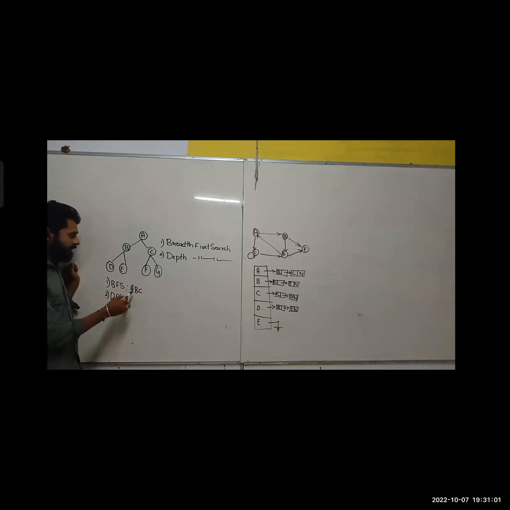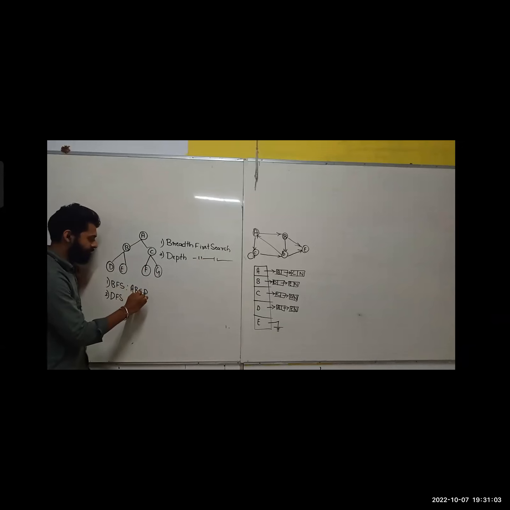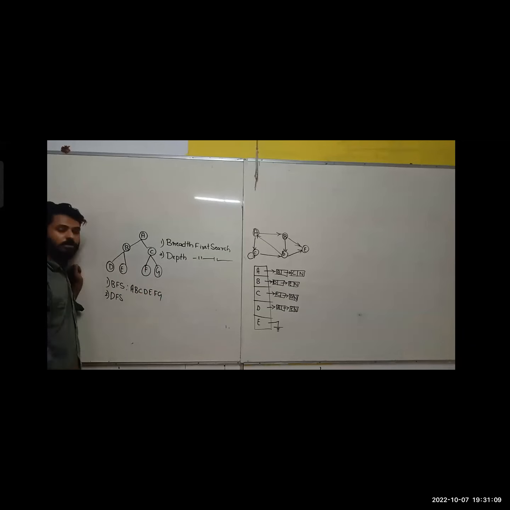Now consider B. For B, which are the adjacents? And for C? This is your BFS. Means first you are going parallelly. But if it is DFS, how will you go? First you consider A. For A, which are all the adjacents? B and C. Choose any one. For B, which are the adjacents? D and E. First you consider only D. But as there is no child for D, I will go for E.